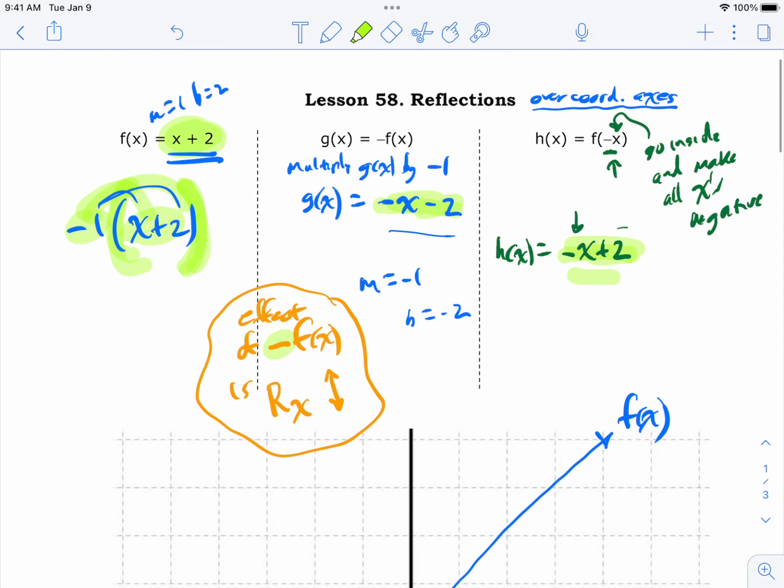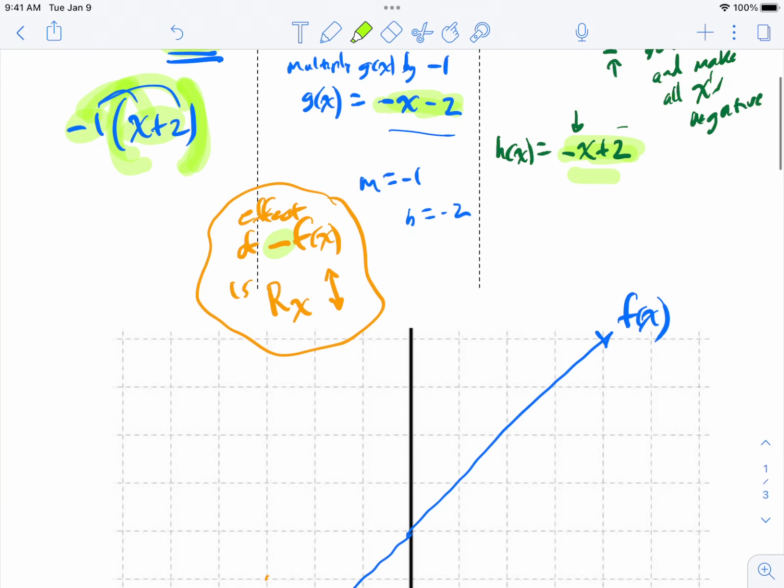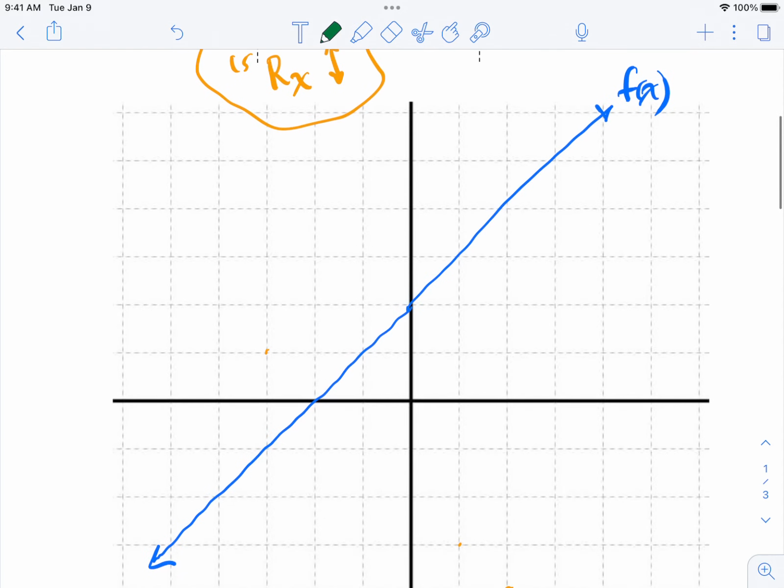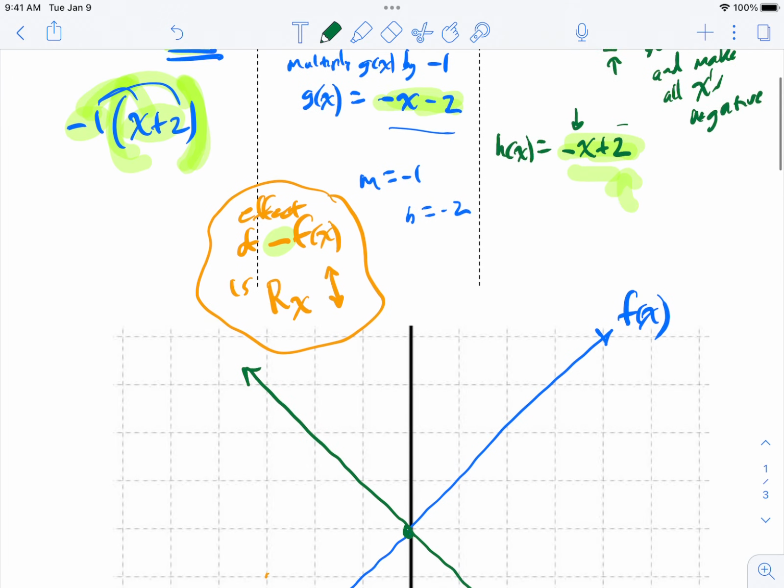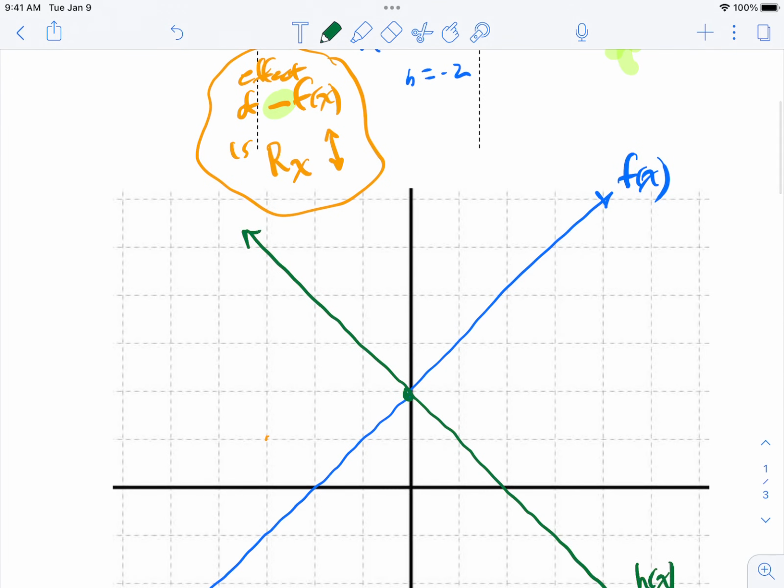So what does this graph look like? This graph looks like, let's see, -x plus 2. That would be a y-intercept of 2, same y-intercept, except the slope is negative. So we're going through the same y-intercept, except the slope is -1. So it's going like this. I'm going to call that my h of x. Right, h of x.